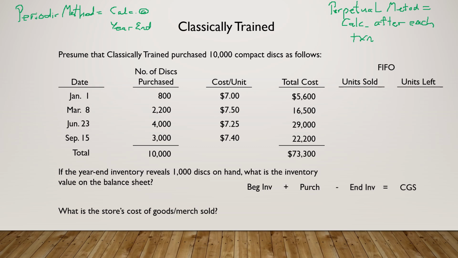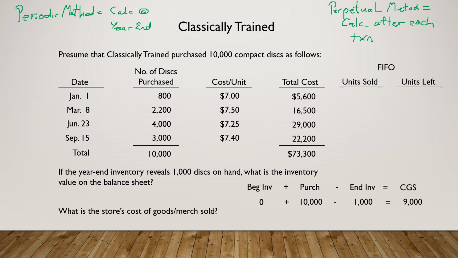This was Classically Trained's first year of operations, so beginning inventory was 0. Classically Trained bought 10,000 discs over that time period, and Classically Trained has 1,000 units left. Do the math, and you'll see that Classically Trained sold 9,000 discs.